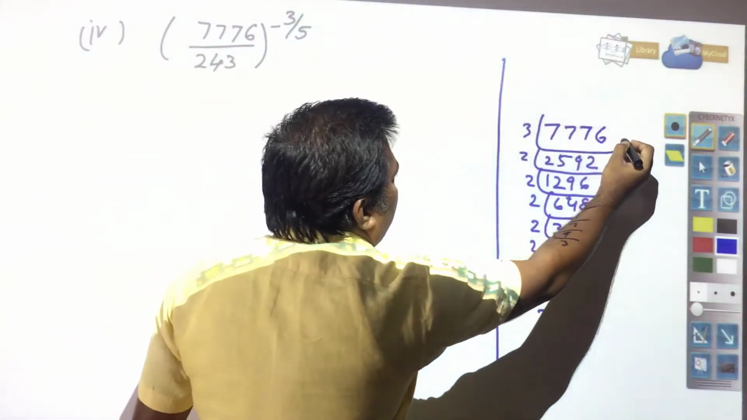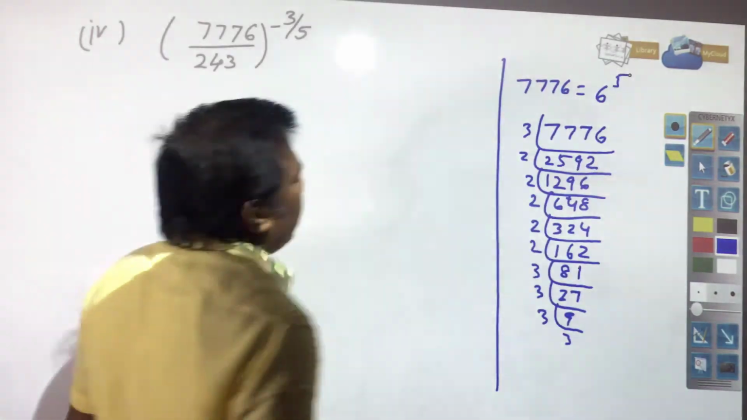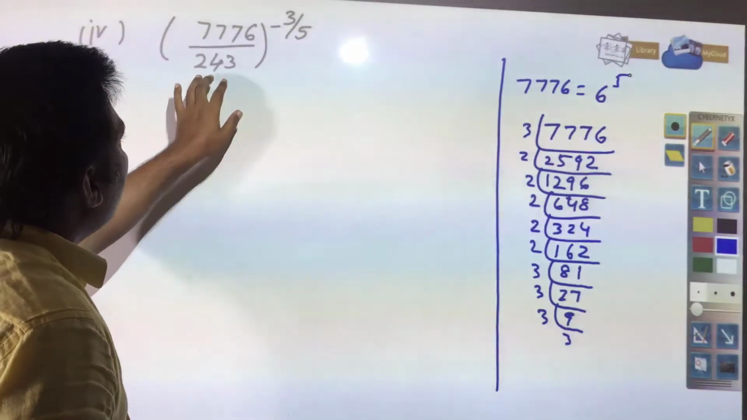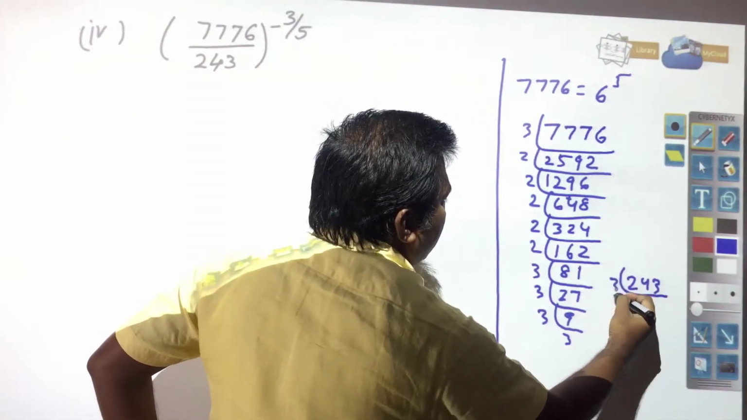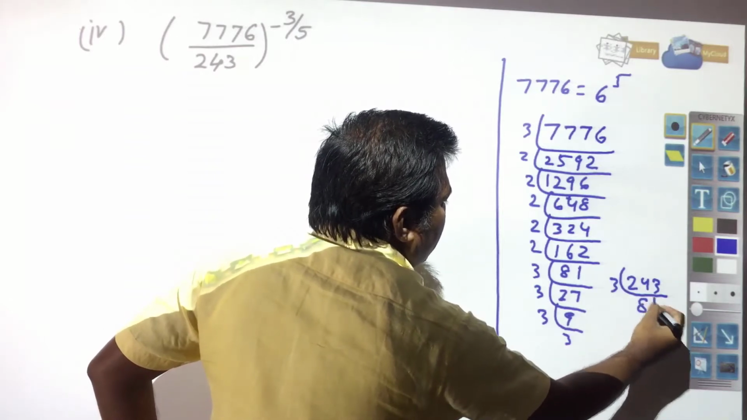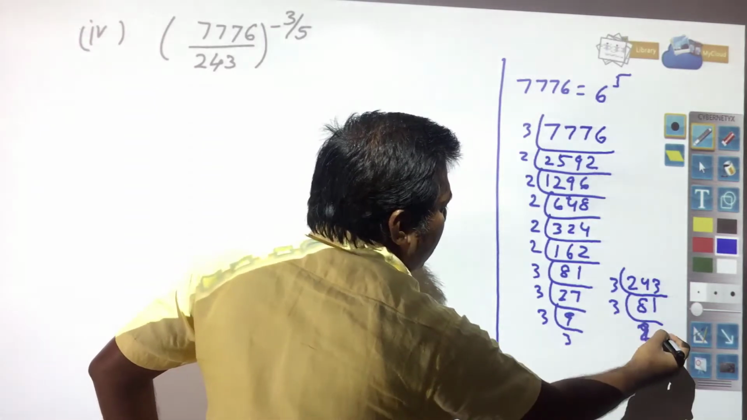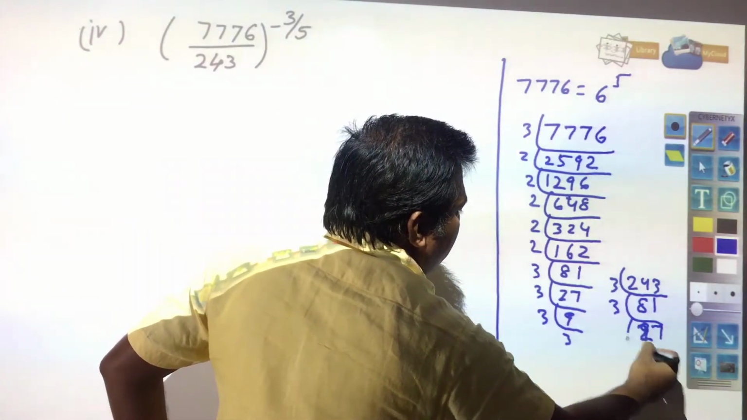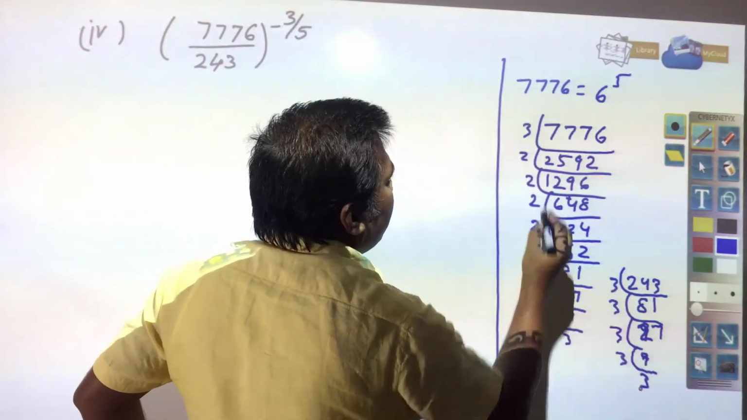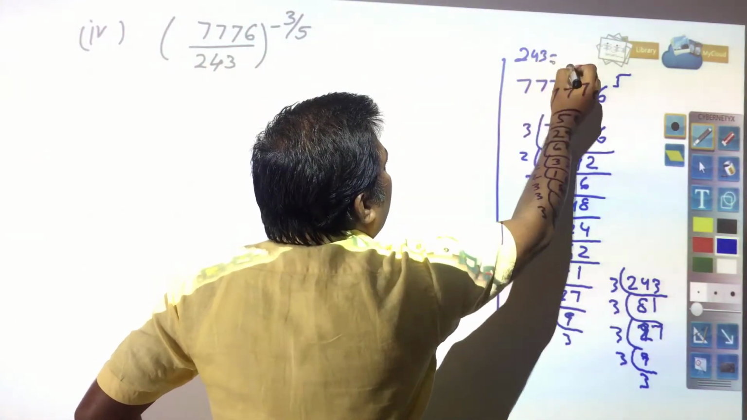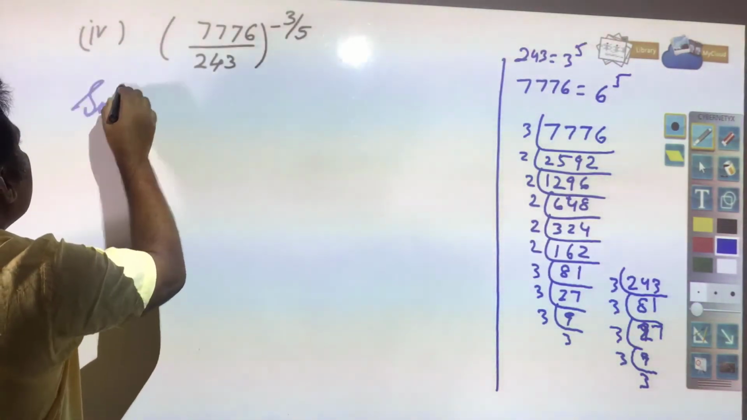This can be expressed as, 7776 will be 6 to the power 5. In the same way you find out for 243. So 243 you divide by 3, 3 eights are 24, 3 ones are 3, 3 nines are 27, 3 threes are 9, 1 2 3 4 5. So 243 can be written as 3 to the power 5. So now you see how we will solve this.